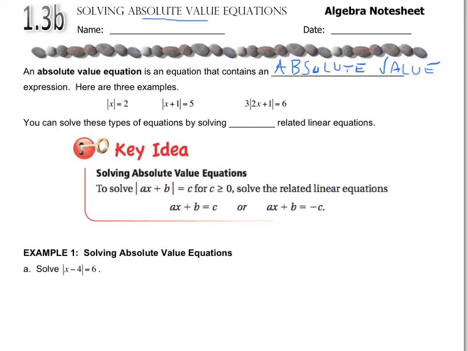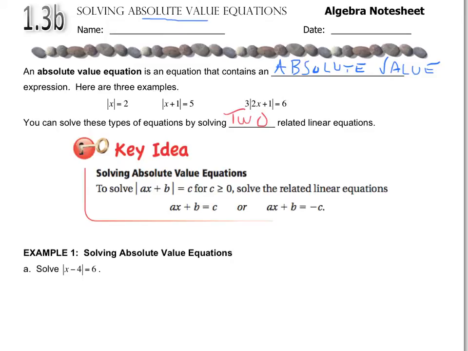You can solve these types of equations by solving two related linear equations. What we're going to do is take the one equation that we see with the absolute value expression and turn it into two similar linear equations. One will be equal to the negative and one will be equal to the positive to help us find the answer. So the key idea here is the following. If I need to solve the absolute value of ax plus b equals c, we're going to solve the related linear equations. What does that really mean?